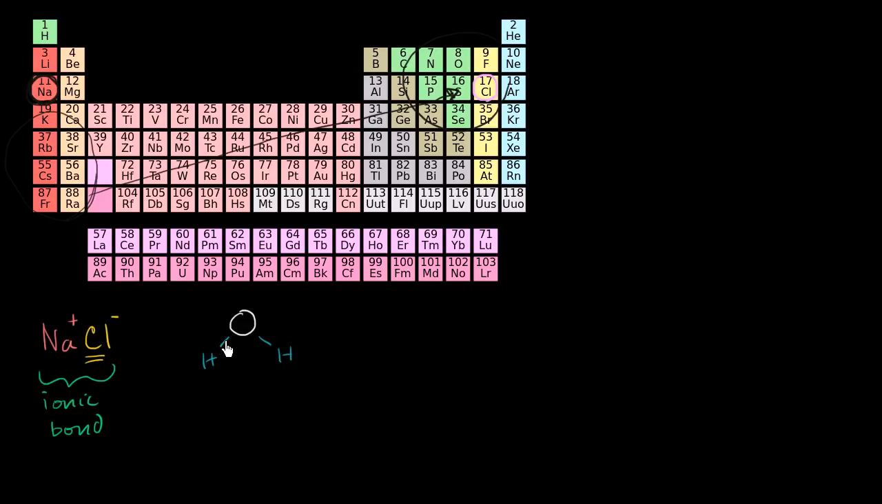In each of these bonds, you have a pair of electrons that are being shared by both the hydrogen and the oxygen. But we also know that this isn't a completely equal sharing of the electrons. We look on the periodic table here, oxygen is far more electronegative than hydrogen is. And so because of that, the electrons, in these two bonds, are going to spend more time around the oxygen than they are going to spend around the hydrogens.